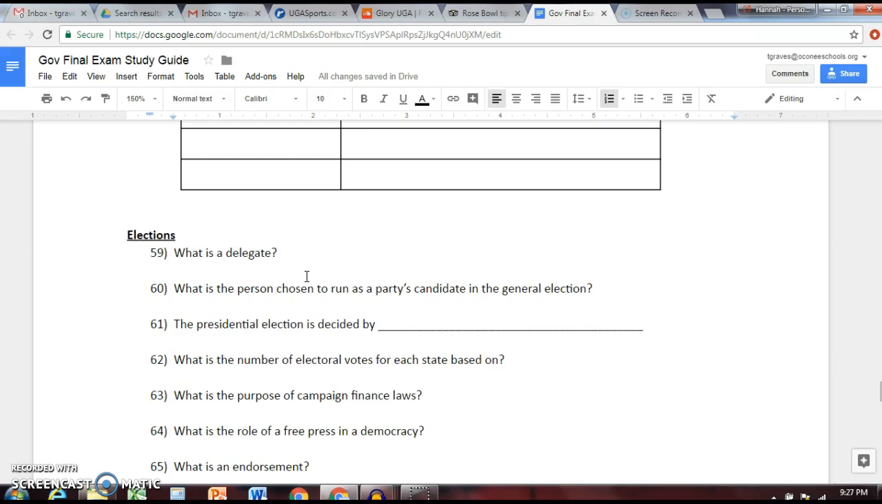Number 64, the role of a free press in a democracy is to serve as a watchdog over the government to make sure they're not doing things that are illegal and violating the rights of Americans. Talking about Richard Nixon and Watergate, how the press were the ones that really kind of untangled the whole Watergate scandal and saw that he was lying to the American people.